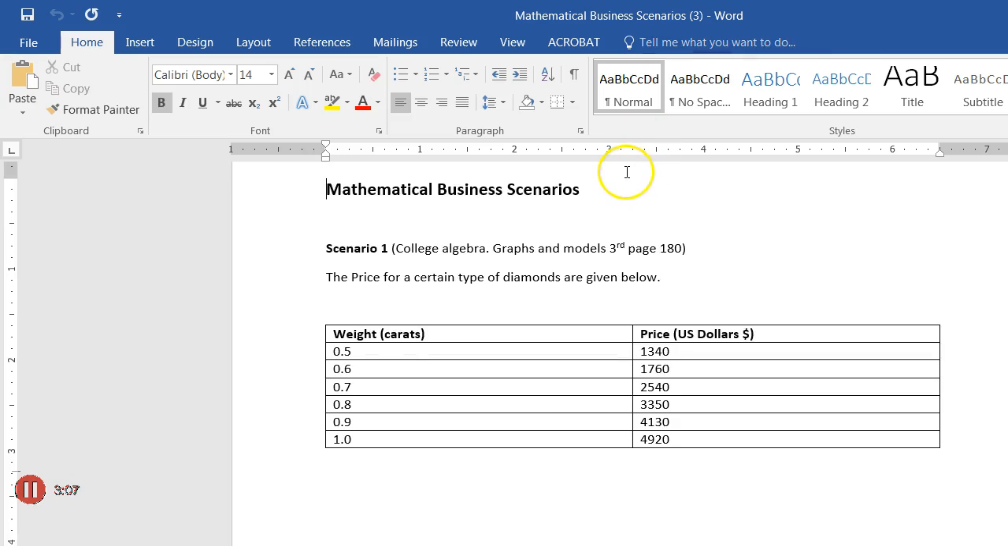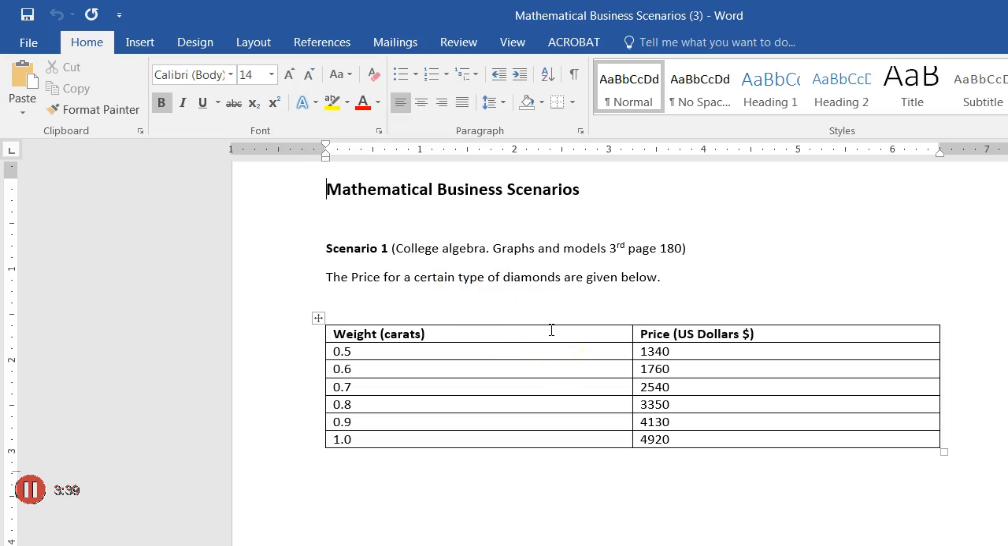Now, let's take the first scenario. It actually gives a table. On the left-hand side you have the weight in carats of diamonds, and on the right-hand side you have the price. So for different weights you have different prices. When the weight is 0.5, the price is 1340. When the weight is 0.6, the price is 1760. This is actually how data appears in nature. Data does not appear in nature as equations. So you should be able to model a table like this into an equation.